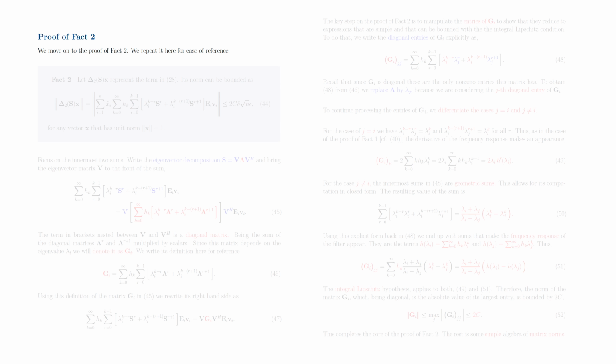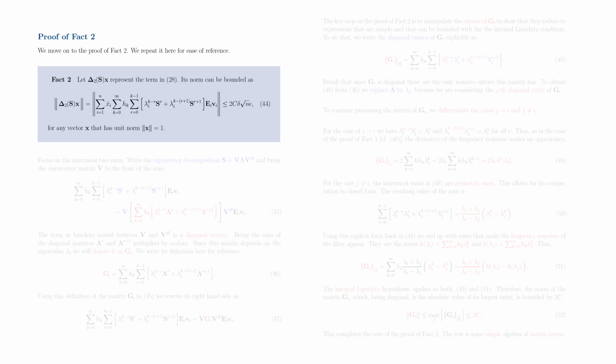We move on to the proof of fact 2, which we repeat here for ease of reference. Fact 2 involves the definition of the term delta 2 of S times x and the bounding of its norm by 2 times c times delta times the square root of n times epsilon. This bound holds for any vector x that has unit norm.